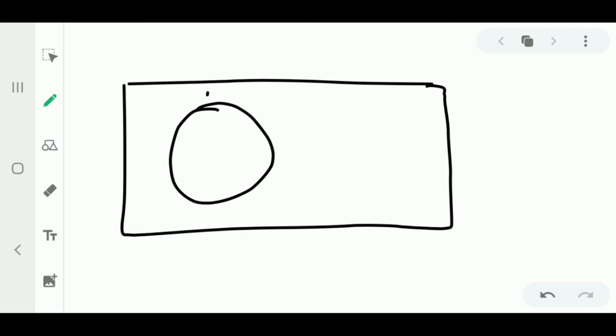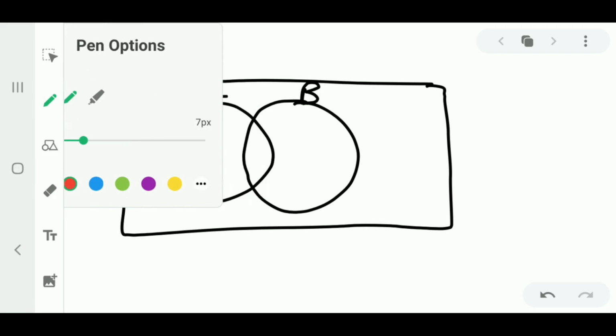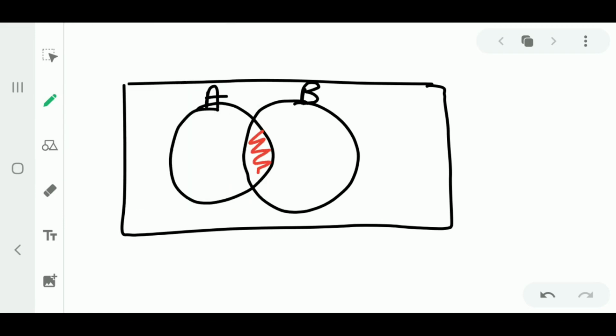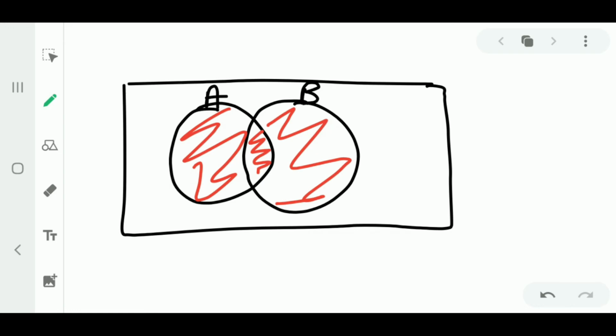So let's say this is A, this is B. Here is what you call the intersection. On this side here is A only, here is B only, and inside is A intersect B. So for A only, which is here, that is saying A intersect B complement. And remember that B complement is everything that is not inside of B.